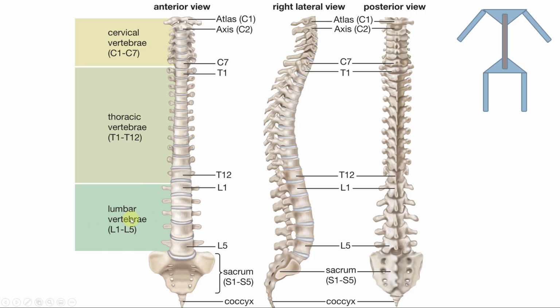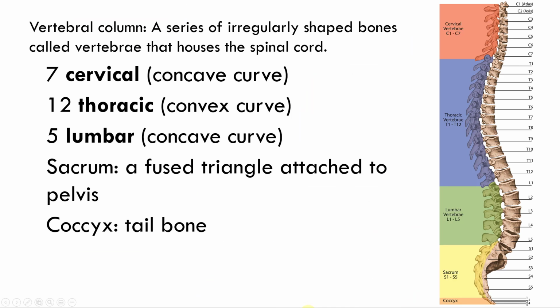But appreciate that there's 7 vertebrae here, 12 vertebrae here, and 5 vertebrae here, and they're named accordingly: C1, C2, 3, 4, 5, 6, 7, T1, and then you have your transition points between cervical-thoracic and thoracic-lumbar. Another image that kind of shows the different regions here, and you have your parts of your spine, which are the foundation of your core.